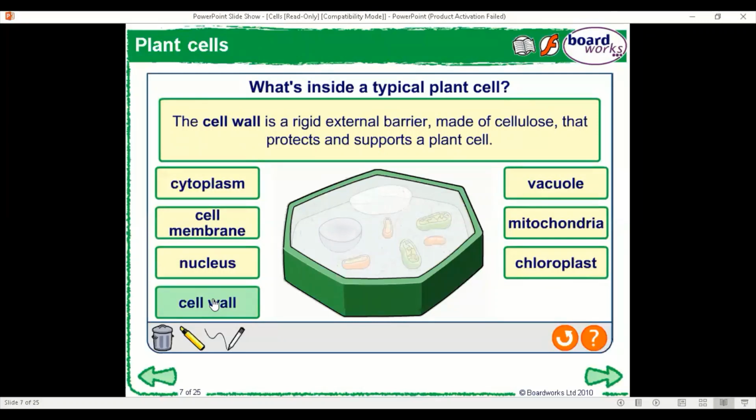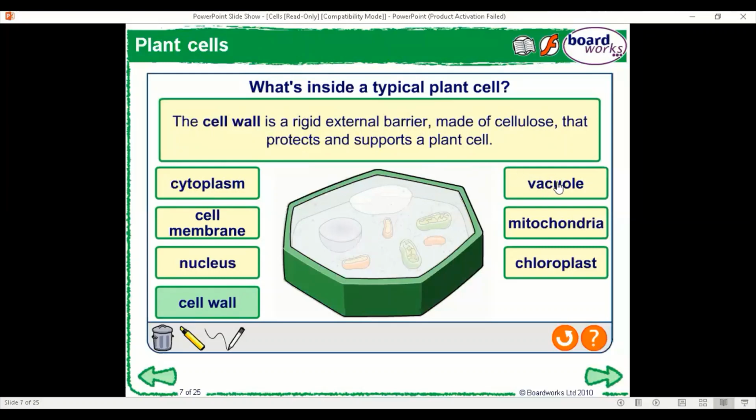What's inside a typical cell? The cell wall is an external barrier made of cellulose. If you put lots and lots of water into the soil of a plant, this plant cell won't burst because the cell wall supports the cell. So instead it just becomes turgid. The plant becomes upright. So you can have a wilting plant, give it some water, and it becomes upright because the pressure forces against the cell wall and it makes the plant upright.